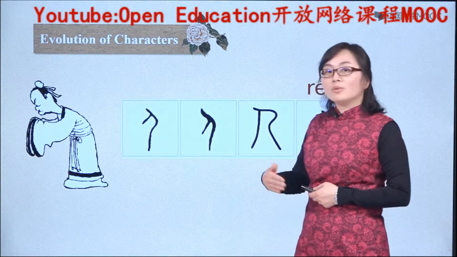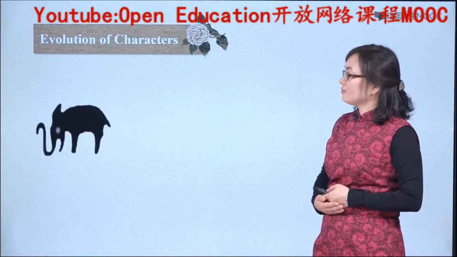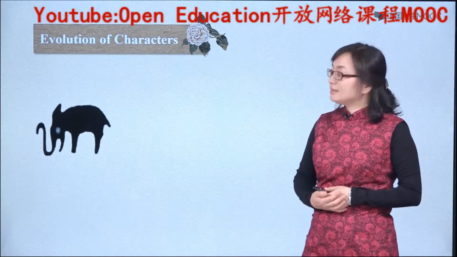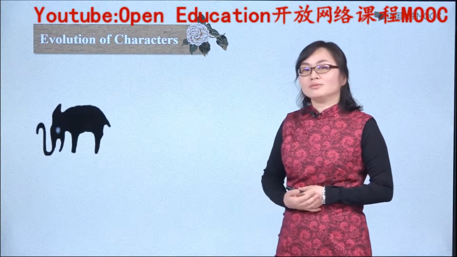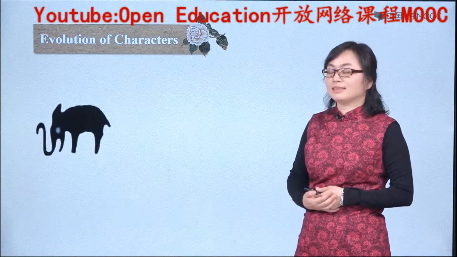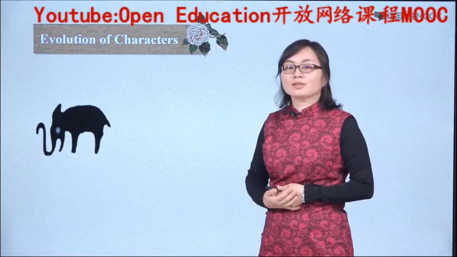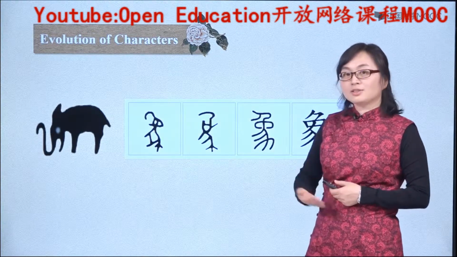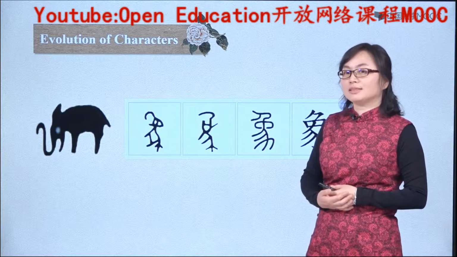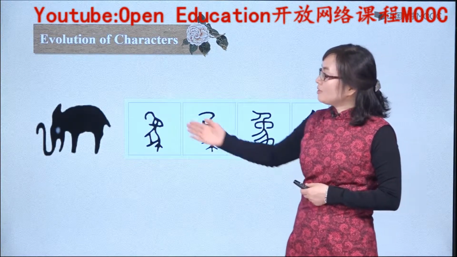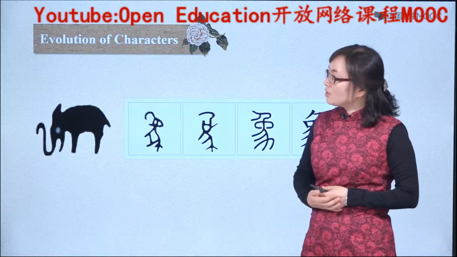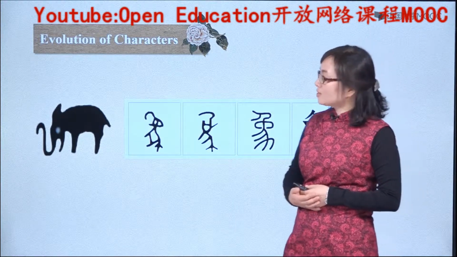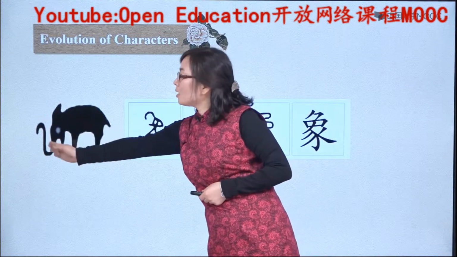Okay, and one more example. Now look at this image. What is it about? Yeah, it is an animal. It is an elephant. And based on this image, ancient Chinese invented a character meaning the elephant. So in this image, we could see the focal point. And what is the focal point? Yes, you're right, the long trunk.